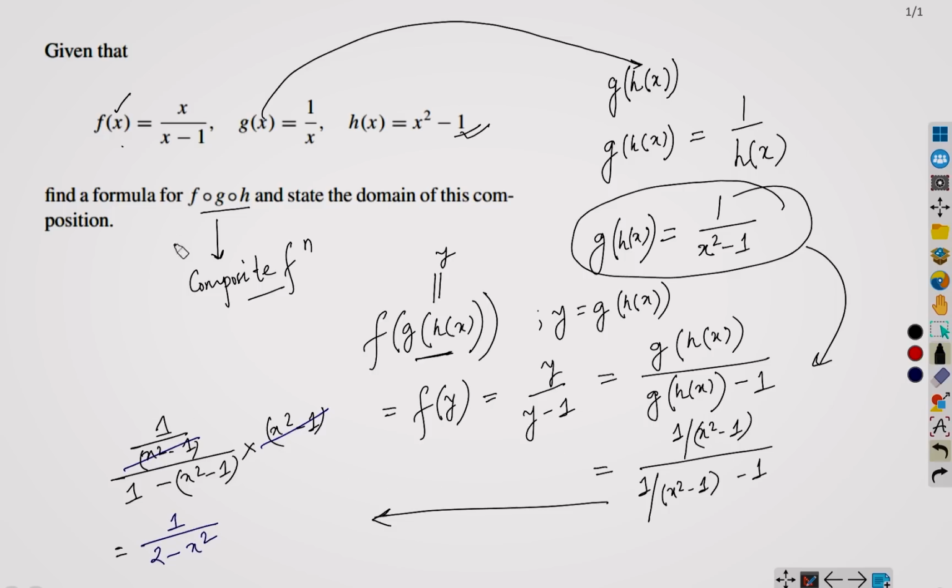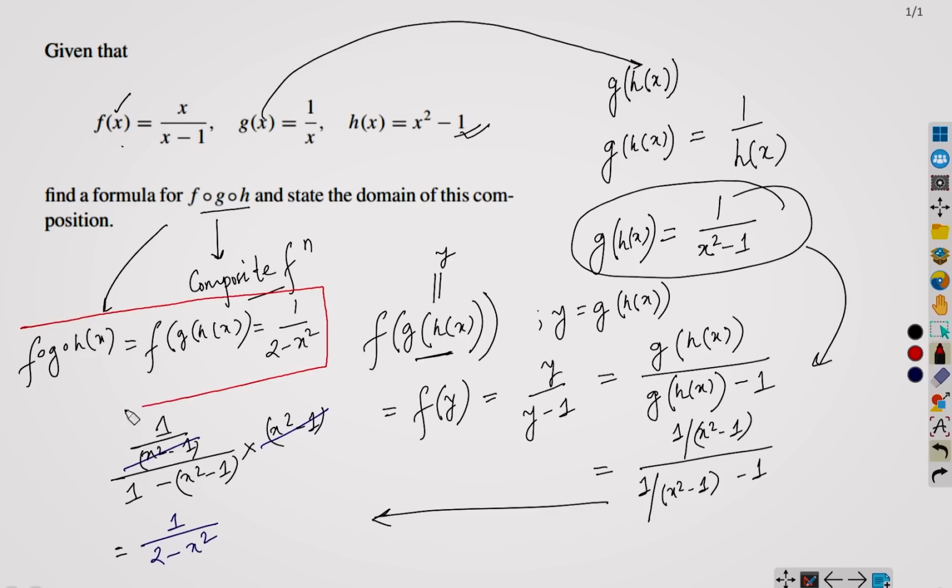So we obtain this composite function f g h(x), which can also be written in this way as 1 by 2 minus x square. Okay, let me just box this with a different color. So this is our answer.